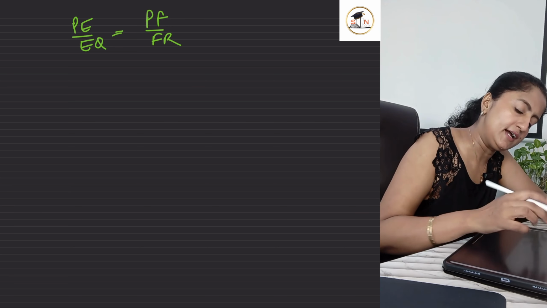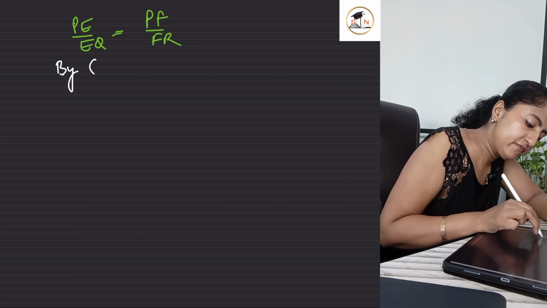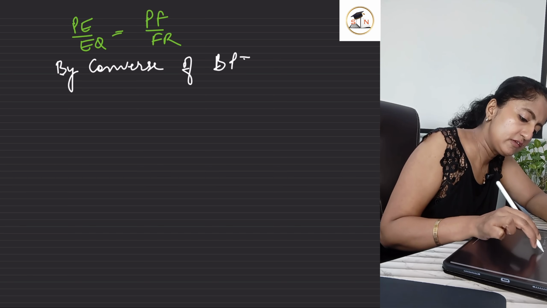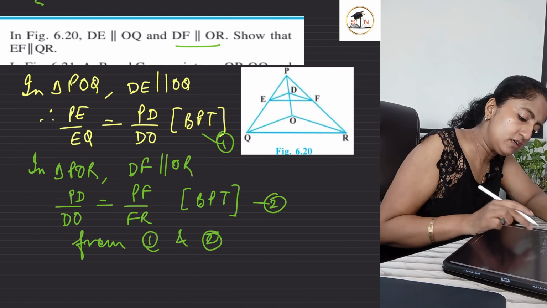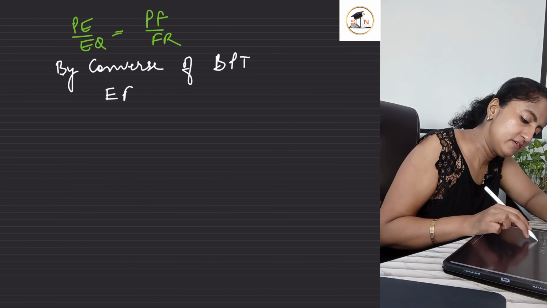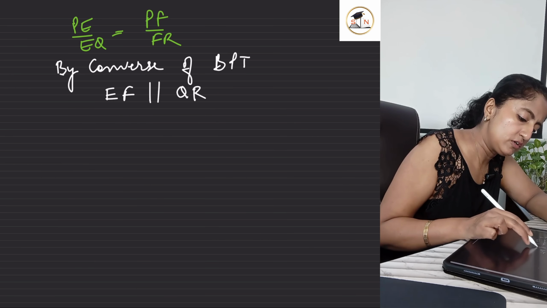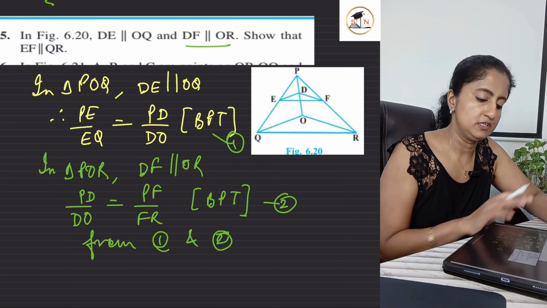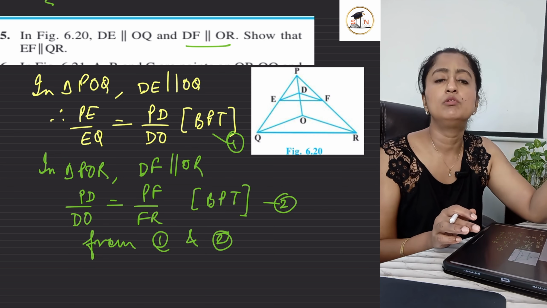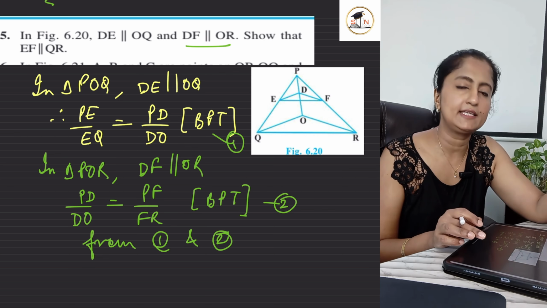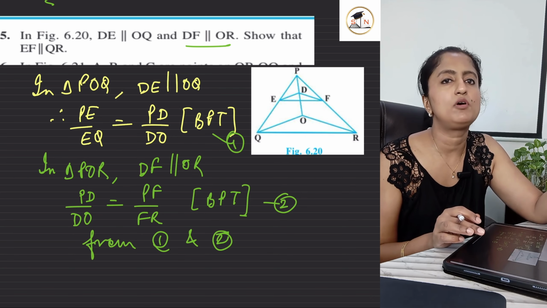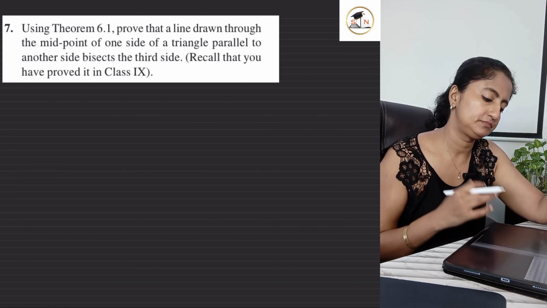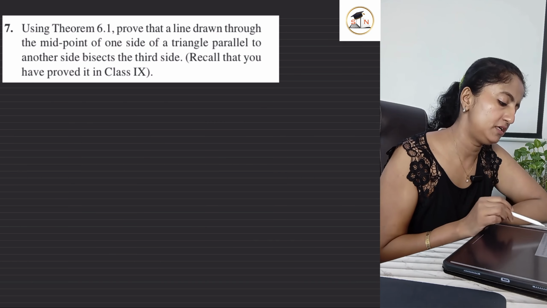So now we will just write that by converse of BPT, we have the lines EF parallel to QR. I think it was Q1 only. Yeah, right. And this is what we were supposed to prove. So that's all. What did we do? We just applied BPT twice and at the end concluded the question with the help of converse of BPT. That is all, right? Now, moving on with question number 7.